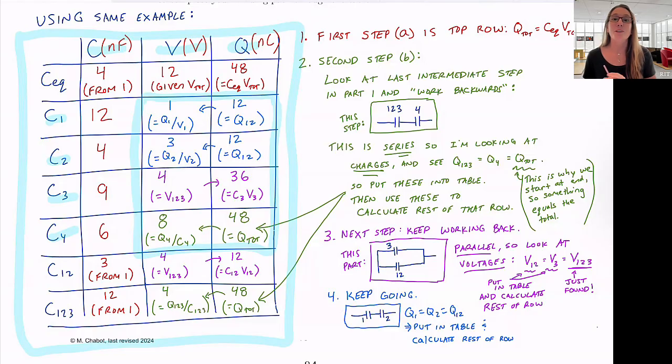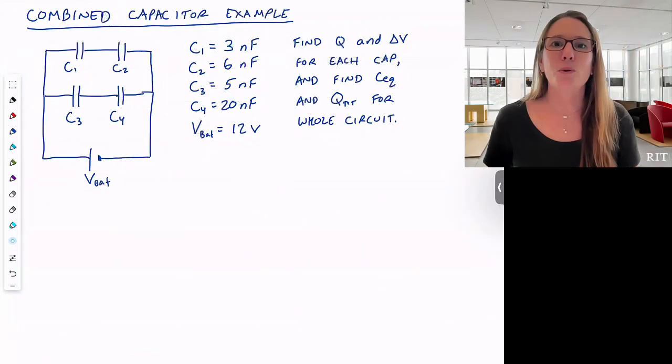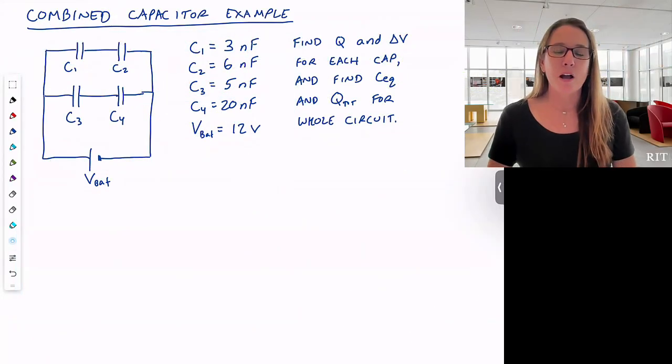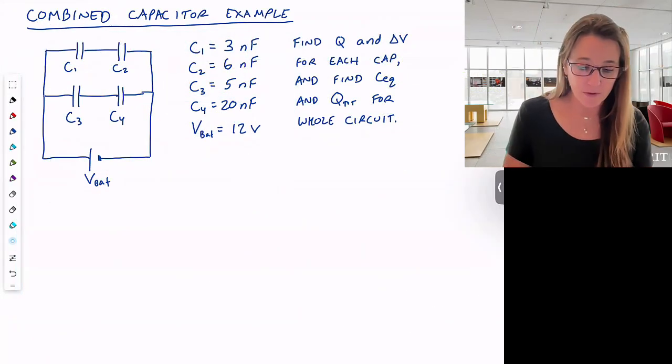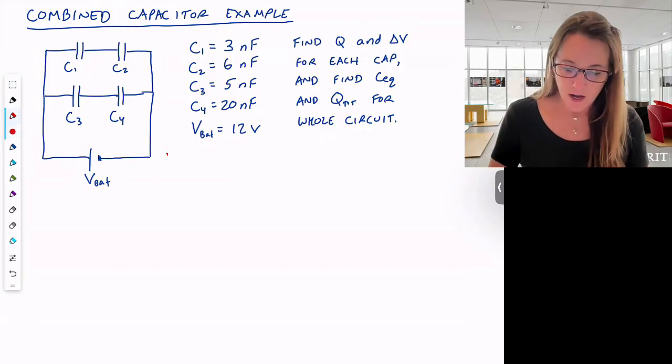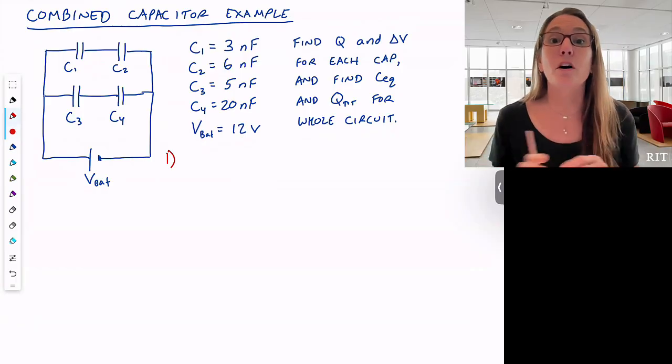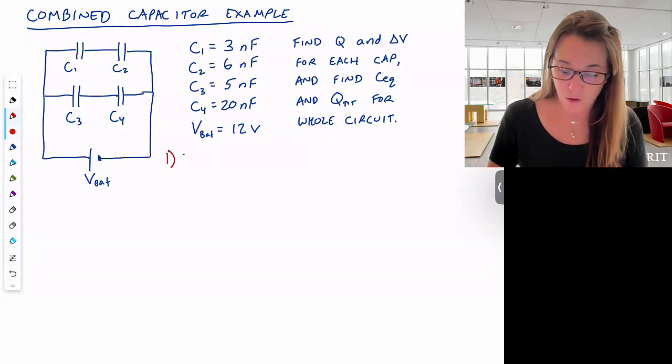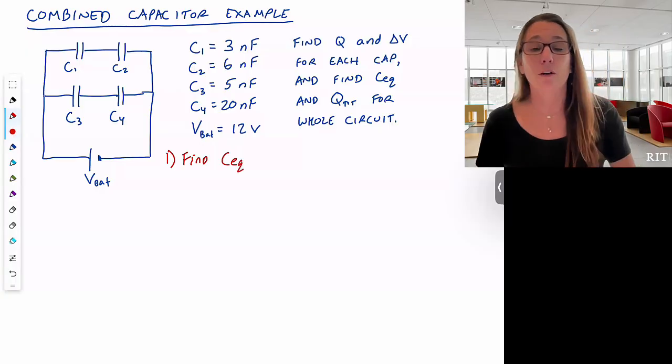Okay, so let's go ahead and look at one of these examples. So here's the example that we're going to work through. We have 4 capacitors arranged in the circuit as shown, and the first step is to identify the type of combinations of capacitors in order to find the equivalent capacitance of this circuit.